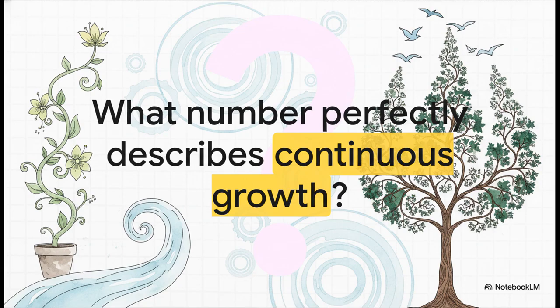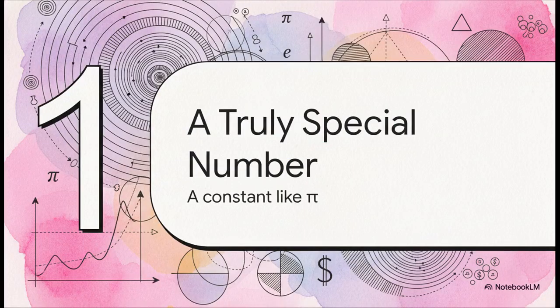So let's start with a little thought experiment. What if you had something that was growing all the time? Not in little jumps, but just smoothly, continuously. Is there a single number out there that could perfectly describe that kind of growth? You bet there is, and that's what we're here to unpack today. All right, let's get into it.